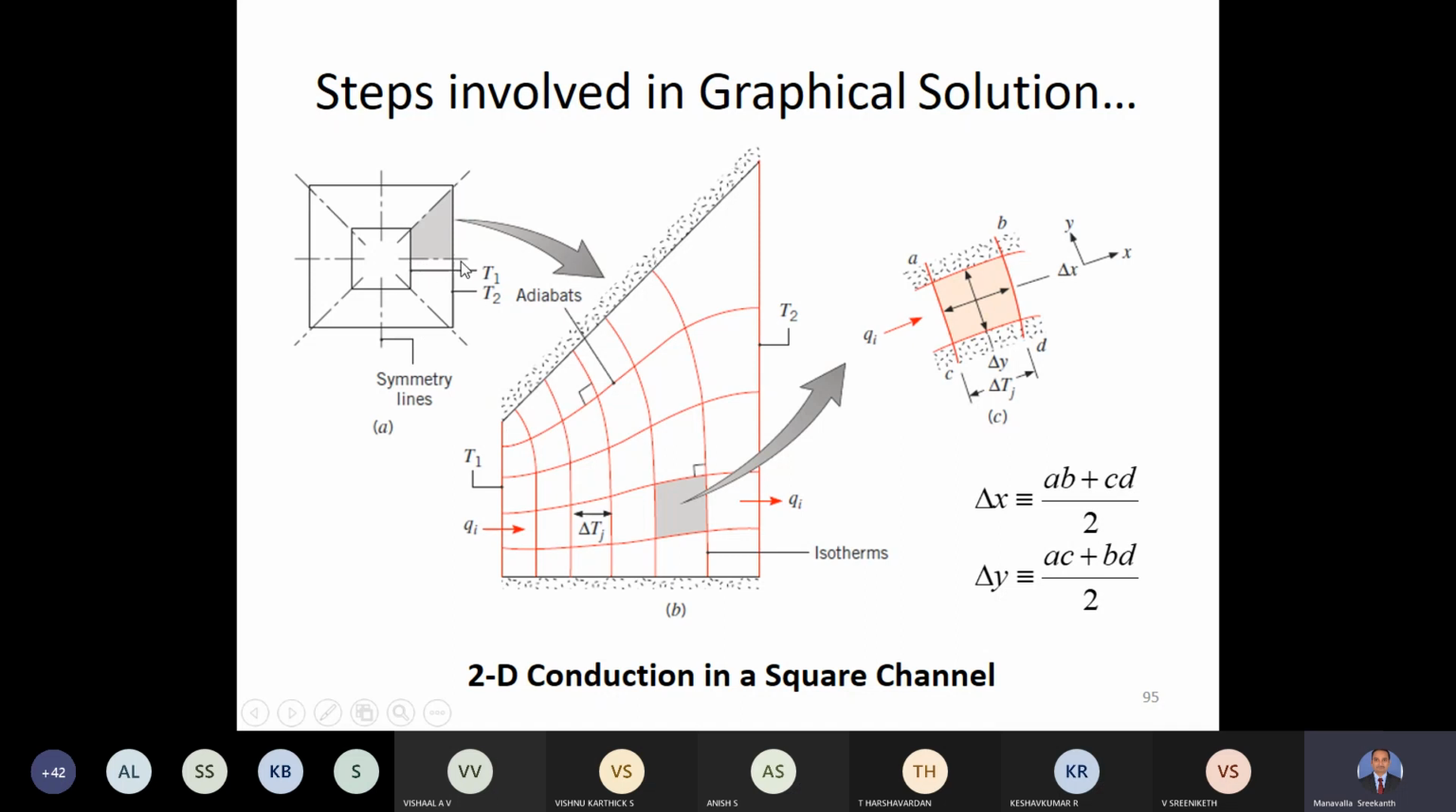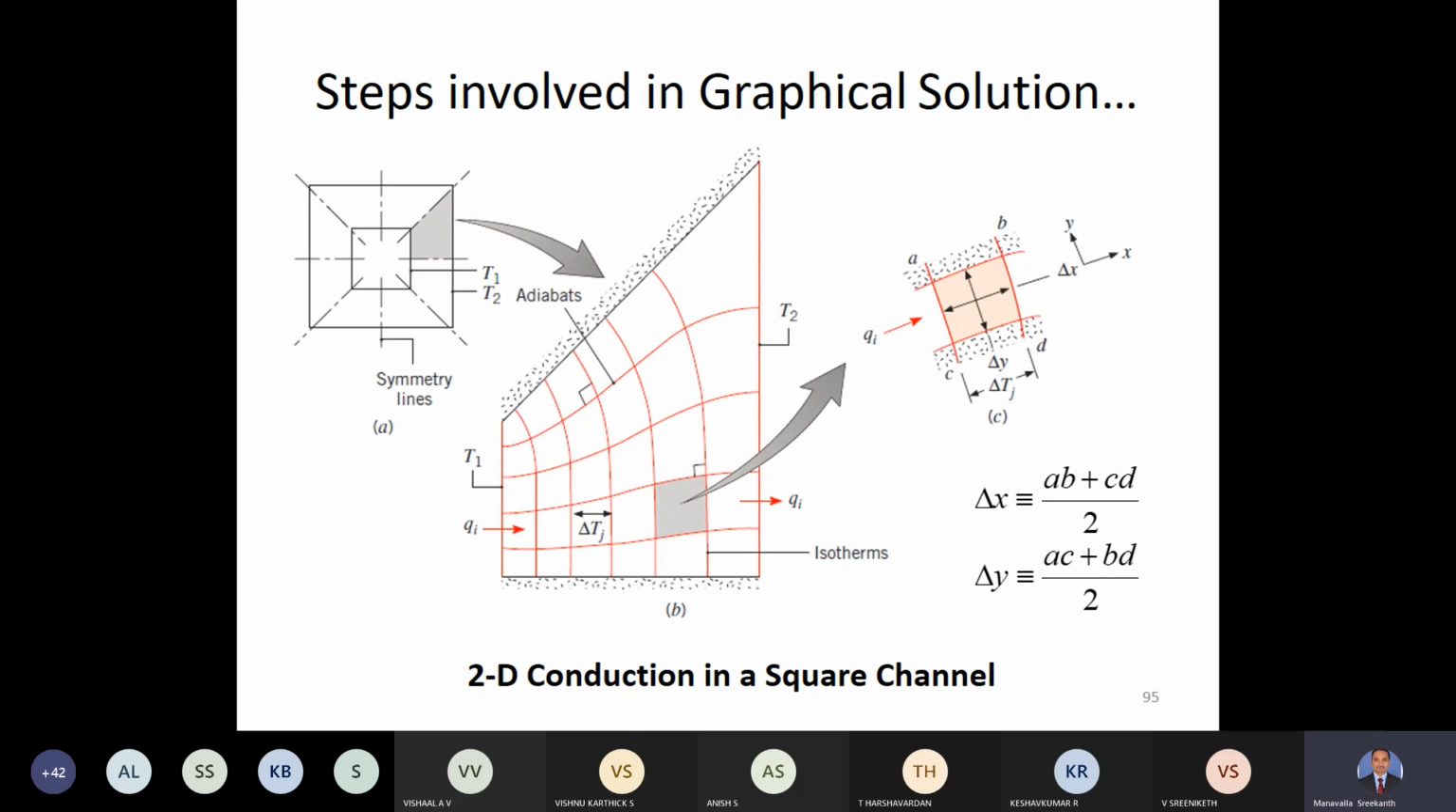Similarly, this line is another line of symmetry, though this acts as an adiabatic. And also, by the basic definition of this plate, the inner face is maintained at temperature T1 and the outer face is maintained at a temperature T2. So this side is T1 and this side is T2. You see here we have two sides having constant temperatures and two sides having adiabatic condition.